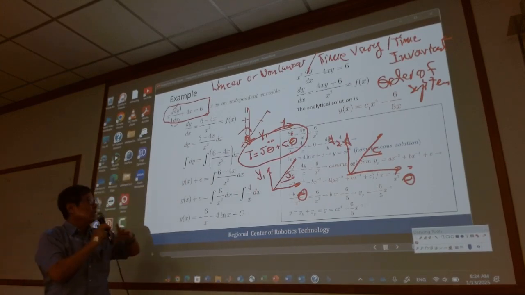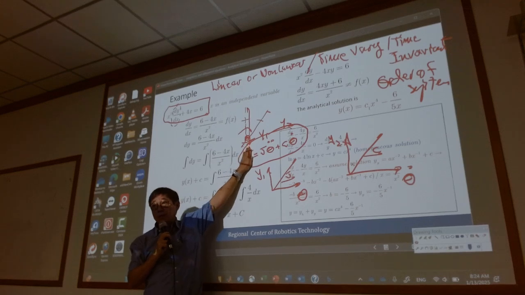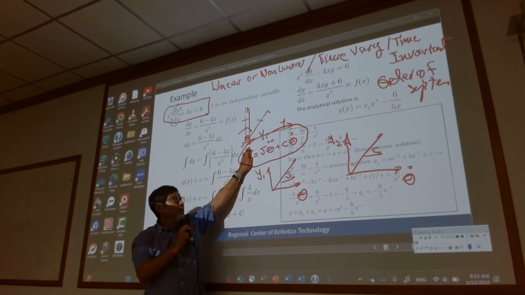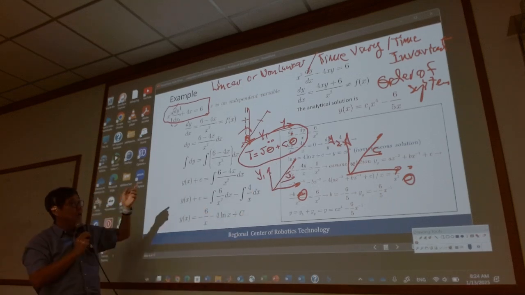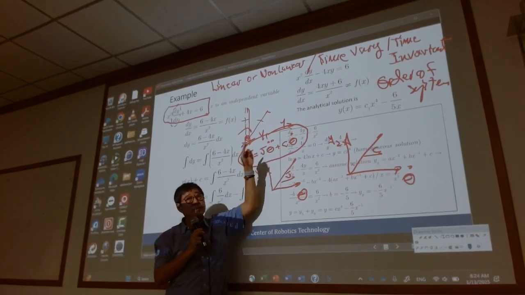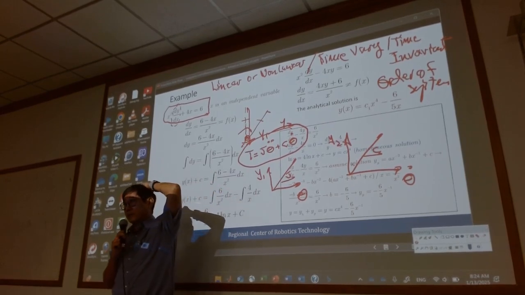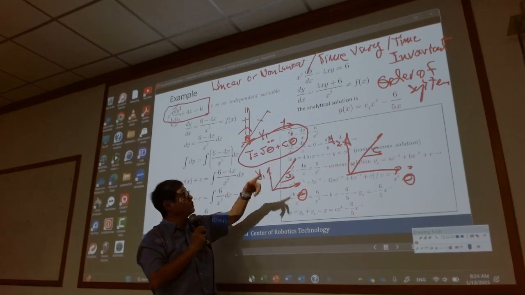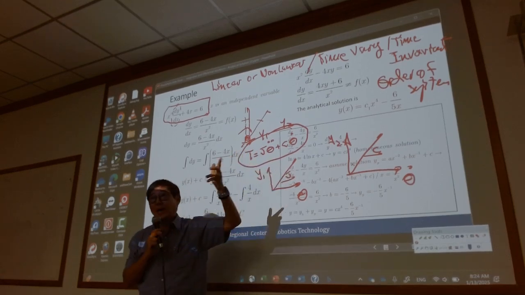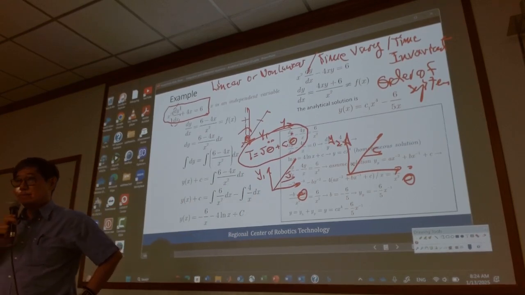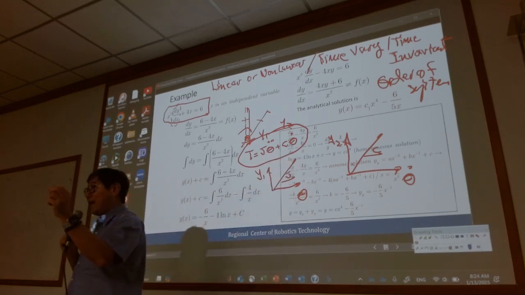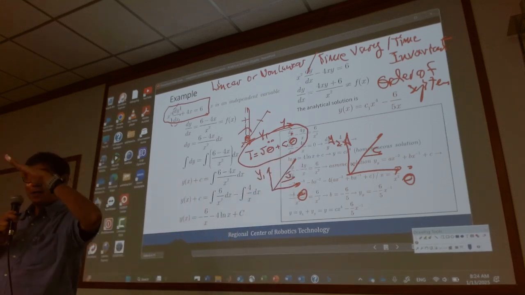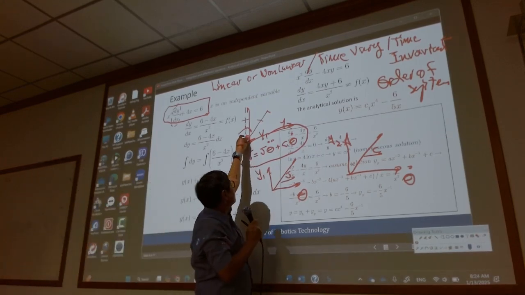Because the input can be a nonlinear function. Input can be sine, cosine, or whatever, right? But the system itself, look at this one. It's a second order, right? Is it time constant, or is it time varying or time invariant? If J is the inertia, C is the viscous friction, right?